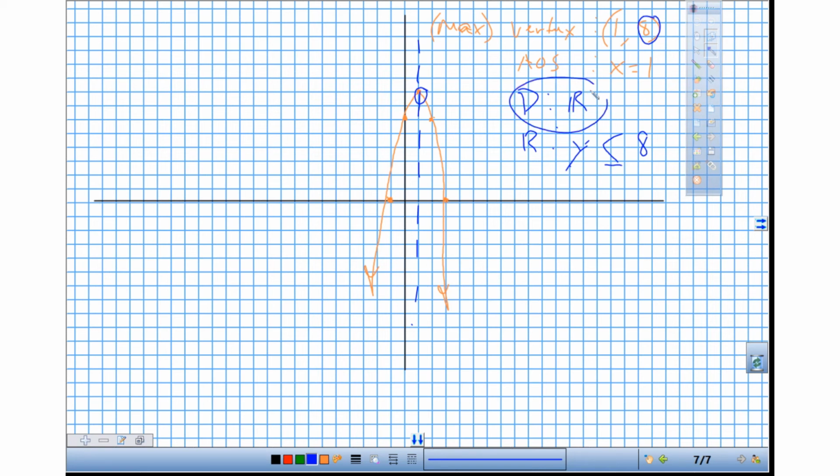The domain is trying to tell you that you can plug anything in along this value of x. But if you were going to look at the y values, the only thing that you're going to get out is something that is less than or equal to 8. And so that's what that means.